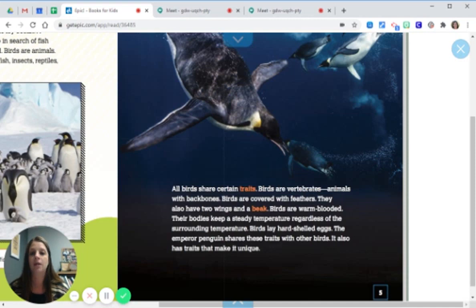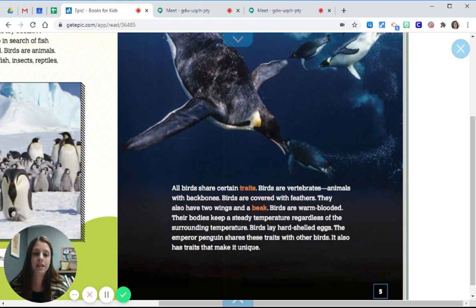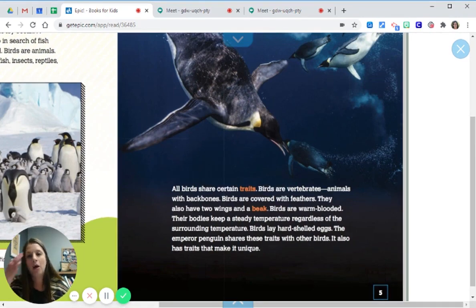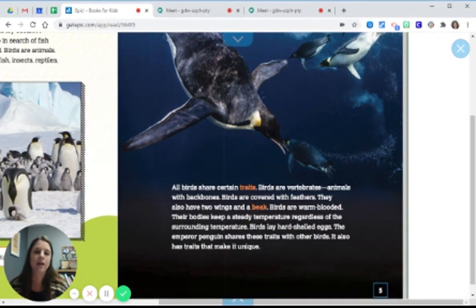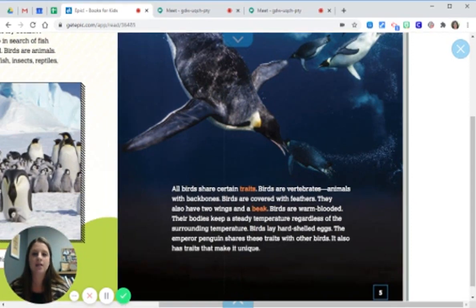So far I'm thinking maybe one of the big ideas that the author wants us to know is that all birds share these traits, these characteristics. And then I think about the details: they all have backbones, they all have feathers, they all have wings, they all have a beak. Those are all details that tie back to what those different traits are. They explain the traits specifically. Let's see what else they teach us.